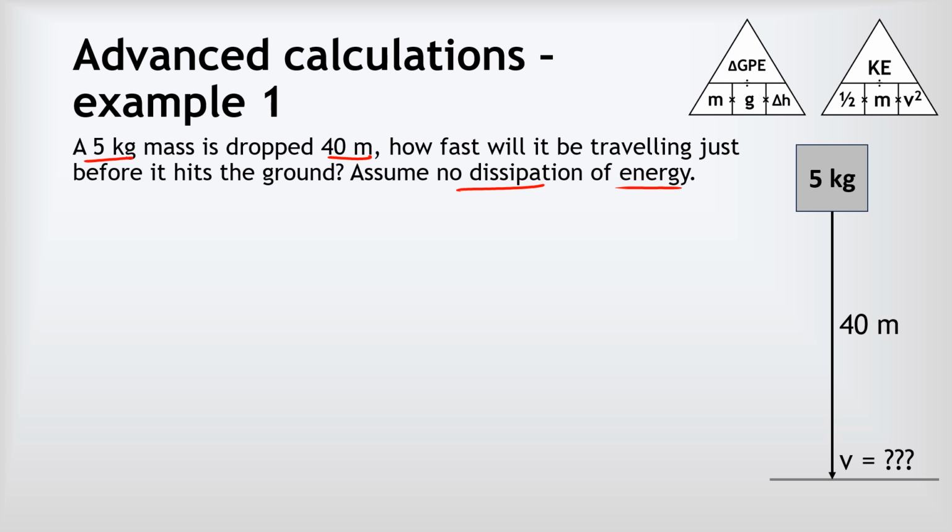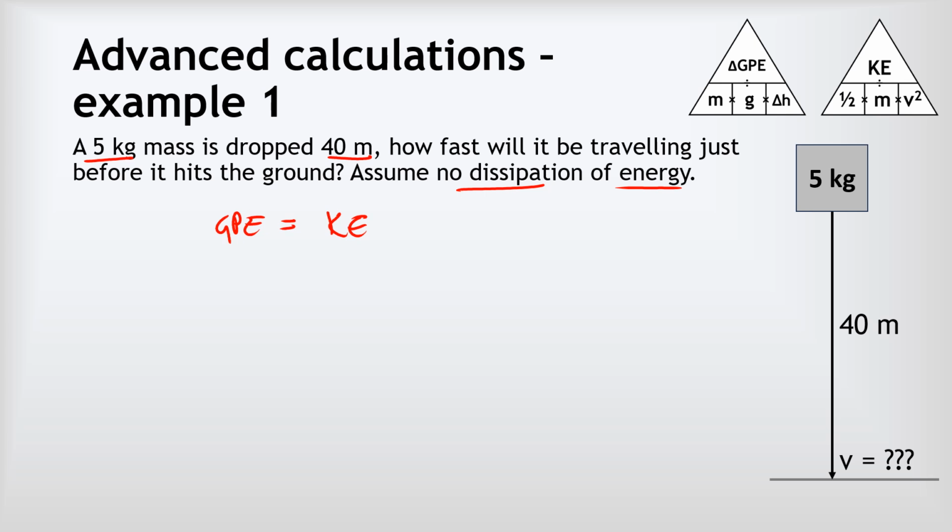So the key to this question is to recognize that the GPE that the mass has at the top before it's dropped will exactly equal the KE, the kinetic energy, just before it hits the ground. So if we can calculate the GPE, that will allow us to solve the velocity using the KE equation. So let's find the GPE first.